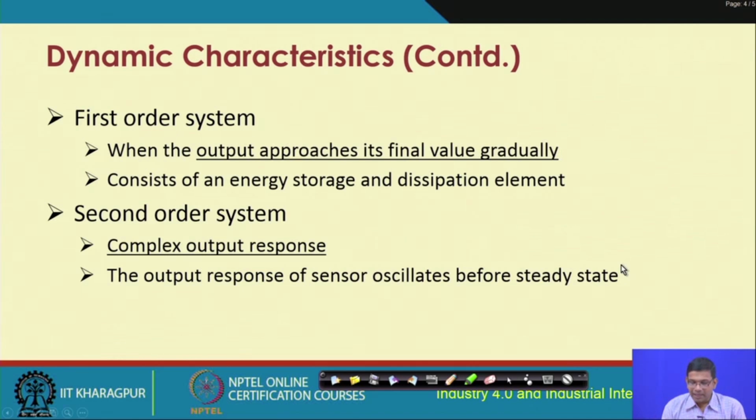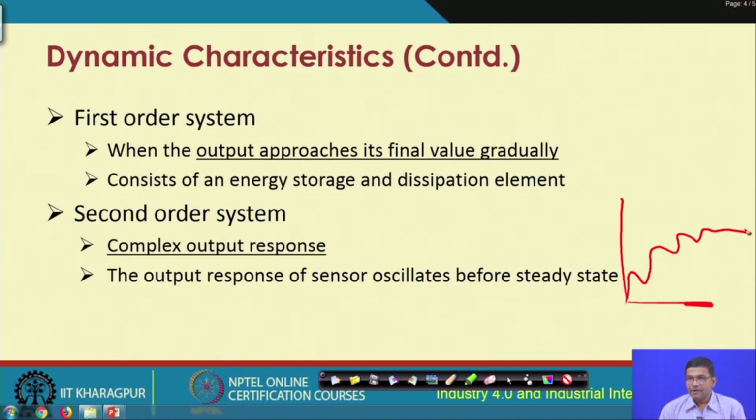So, it will be something like this. If you are plotting, it could be something like this before the steady state is arrived. So, this is oscillation between certain values, right. These are basically the complex output response of these systems. These are the second order systems.